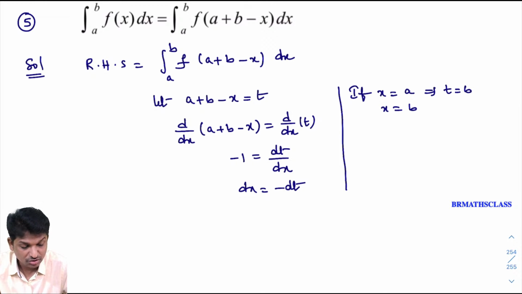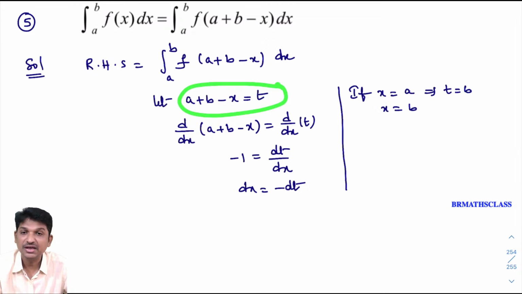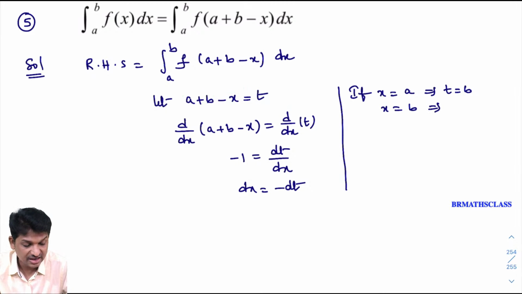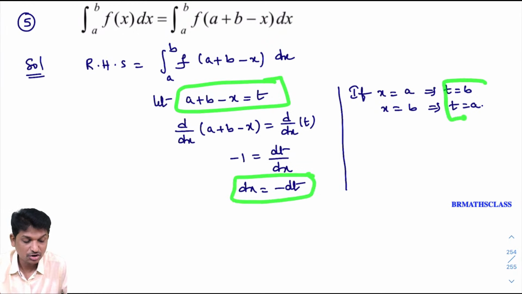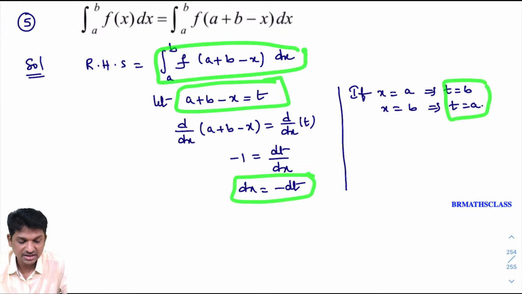Now the lower limit you observe, x equal to b. In this, where x is there, you write b. In place of x, if I write b, this plus b minus b will get cancelled. You will get t equal to a. It can be understood easily. t equal to a. Now three things are there. This is the first one: I took a plus b minus x as t. First point, second point, third point. These three things I'll substitute in this question.